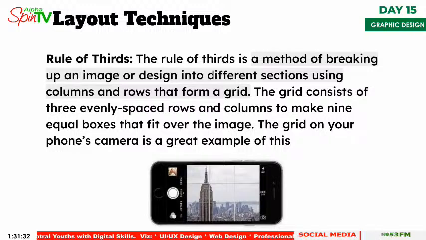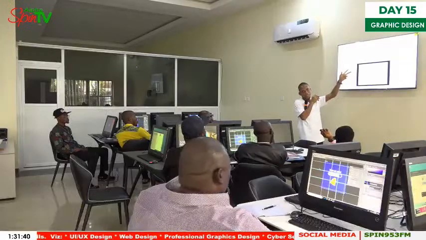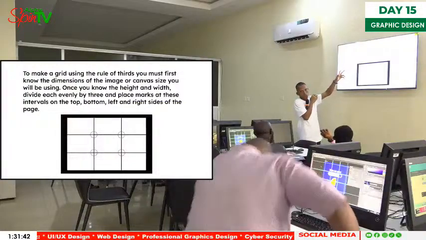Now, I think I broke this down. To make a grid using the rule of thirds, you must first know the dimension of the image or canvas size. Are we together?